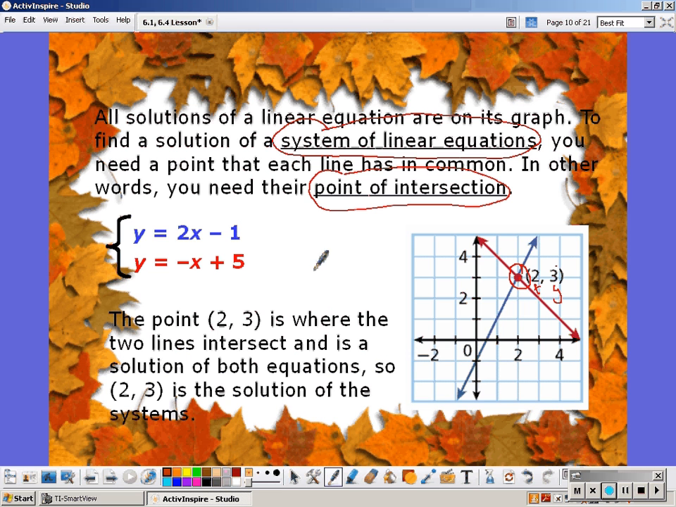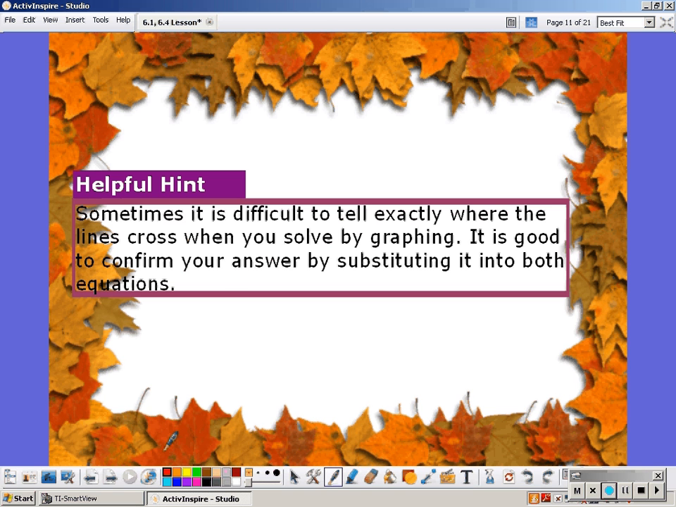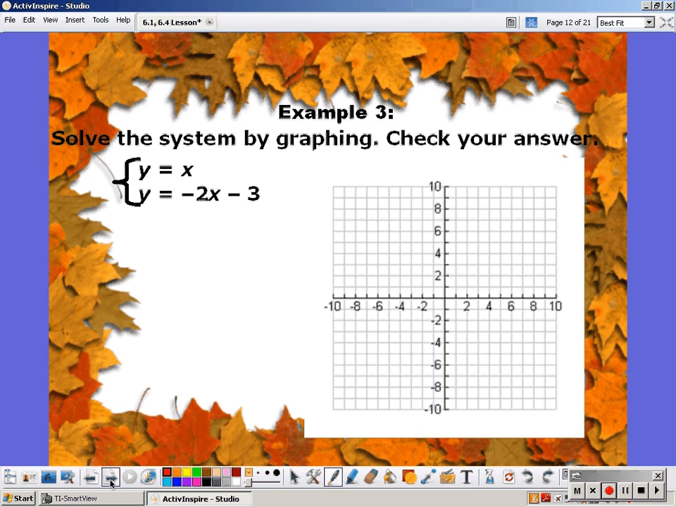So on this one, the point (2, 3) is where those two lines intersect. So you can plug in 2 for x and 3 for y, and it'll make both of these equations true. That's a point that exists on both of those lines. And so we graph these, and sometimes when you're just graphing it and you're not using a calculator, it can be hard to tell where the lines intersect. So you can go back and check your answer to make sure that's right.